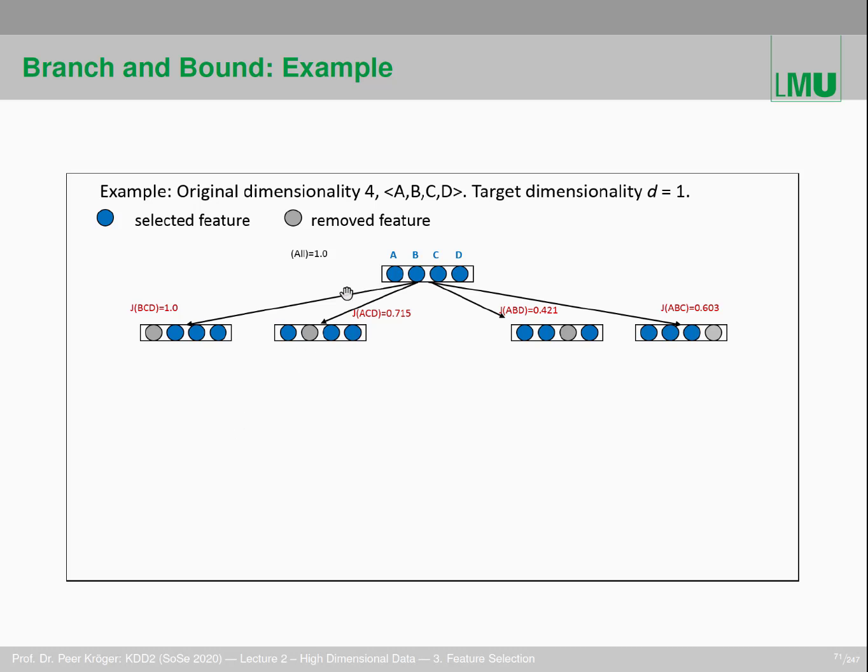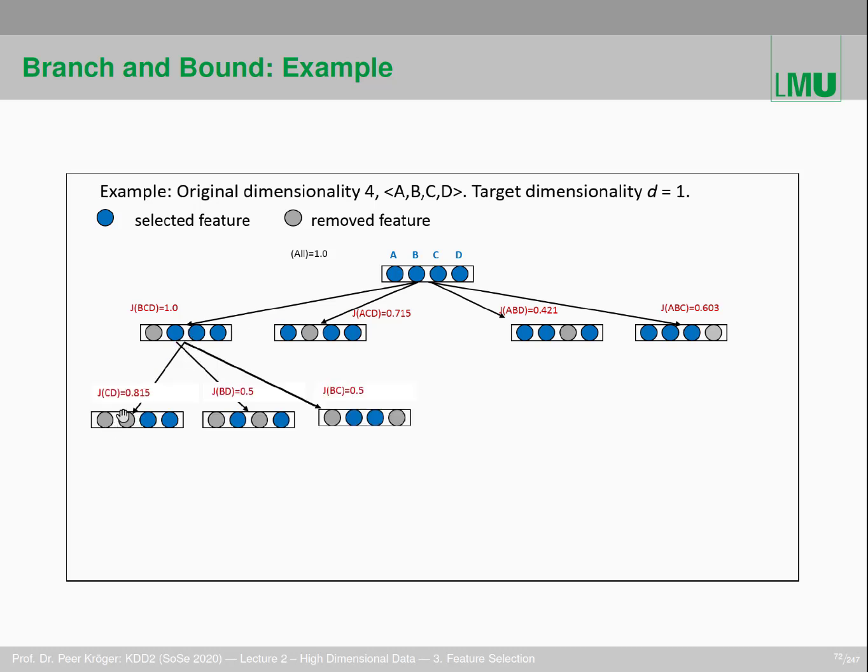So in the first step, we compute all the 3-dimensional subspaces of the original one as candidates and compute the J values. So you see here, this one has a J of 1.0, and so on. We want to maximize the J score. So we continue with the one that has the highest J score, which is this one here, obviously. So in the next step, we expand this one.